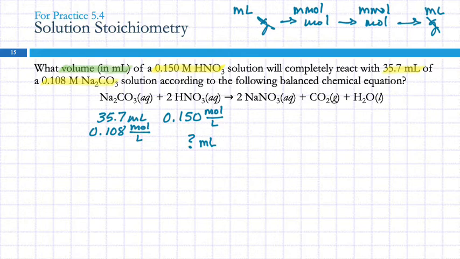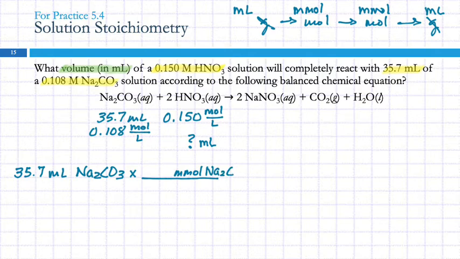So we're starting with our volume of sodium carbonate, 35.7 milliliters. And it's important to say what compound this is. I've got 3 arrows, 3 conversion factors, very typical for stoichiometry. After milliliters of sodium carbonate, we're going to get millimoles of sodium carbonate.